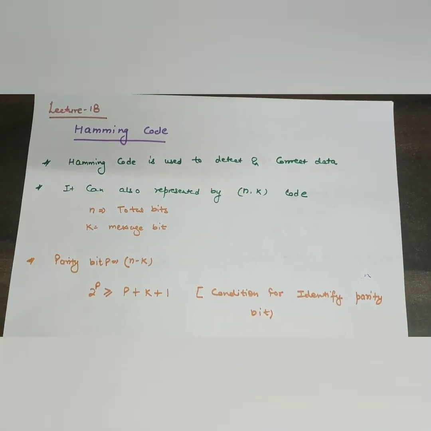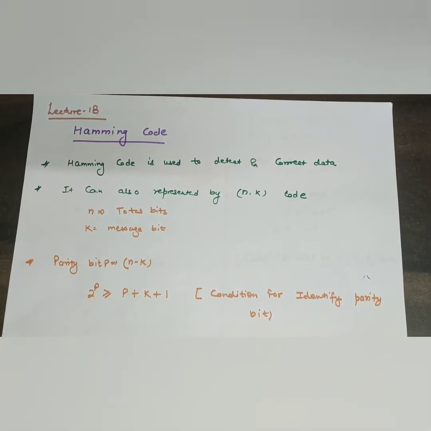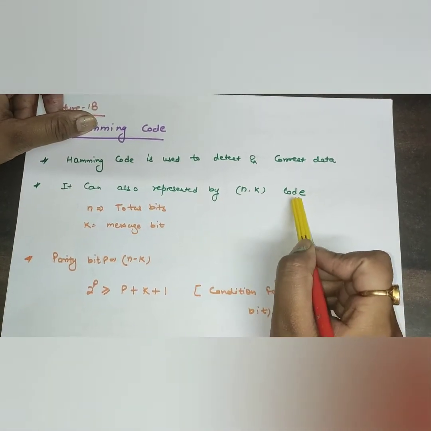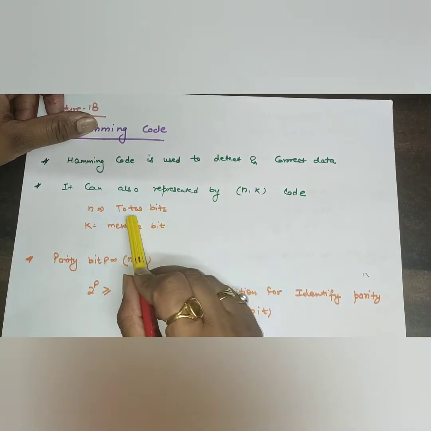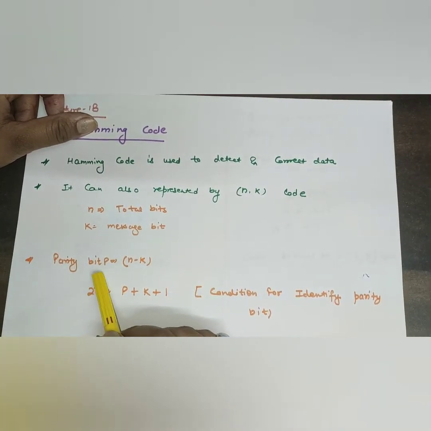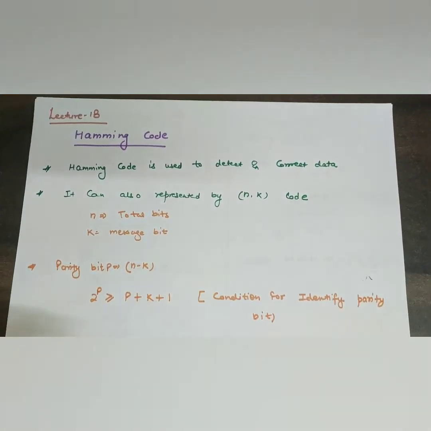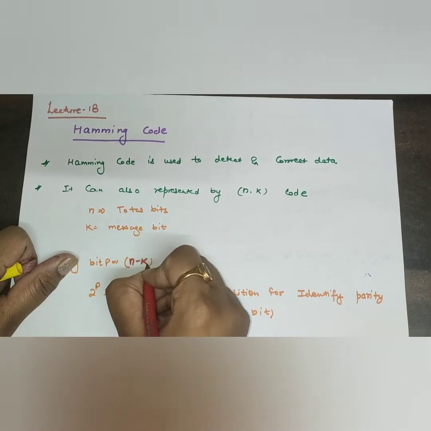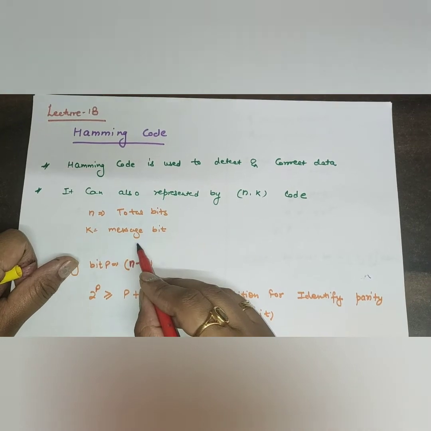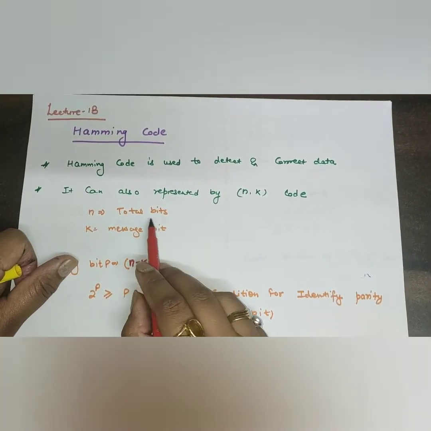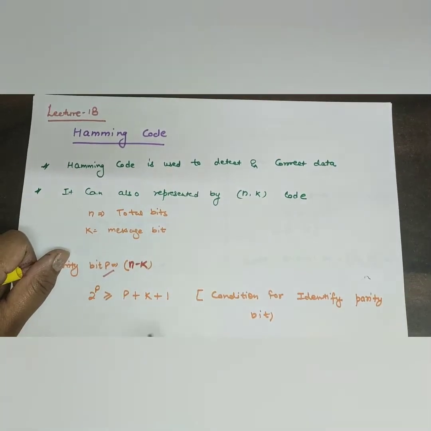Hamming code is used to detect and correct errors. It can also be represented by (n, k) codes. n is the total bits and k is the message bits. There are also parity bits. The parity bits are n minus k, where n is the total bits and k is the message bits. When we subtract the message bits from the total bits, we get our parity bits.